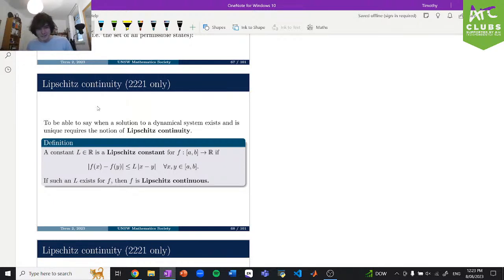What does Lipschitz continuity mean? Well, we say that a function f is Lipschitz continuous. Also, like Jason said, don't trust me on pronunciation, because this is a maths topic, not an English topic.